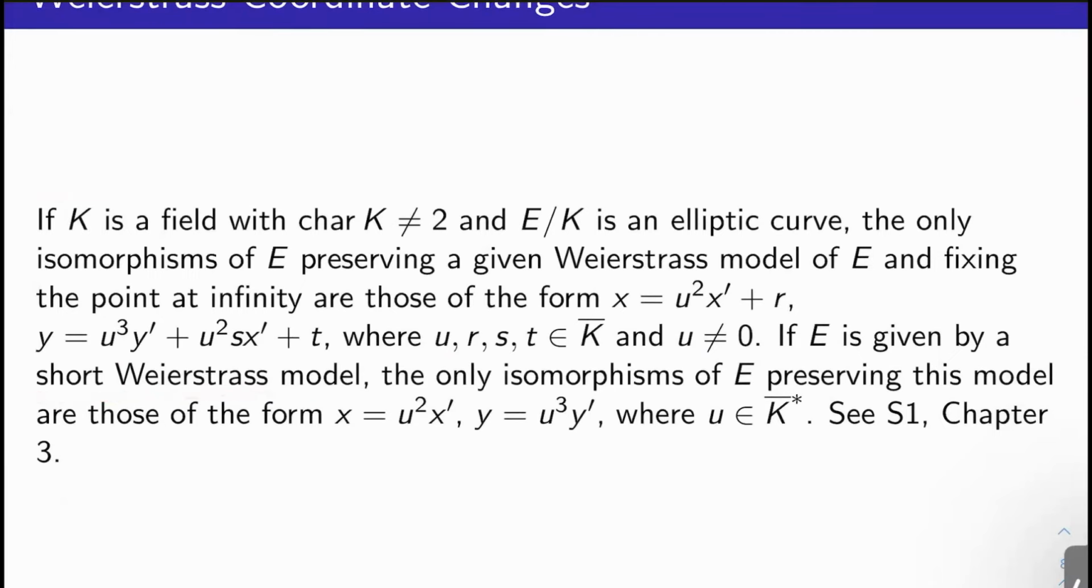Okay, if E is given by a short model, the only isomorphisms of E preserving this kind of model and sending the point at infinity to itself are those of the form x equals u squared x prime and y equals u cubed y prime, where u again is a unit in K bar. This is dealt with in S1 chapter 3.